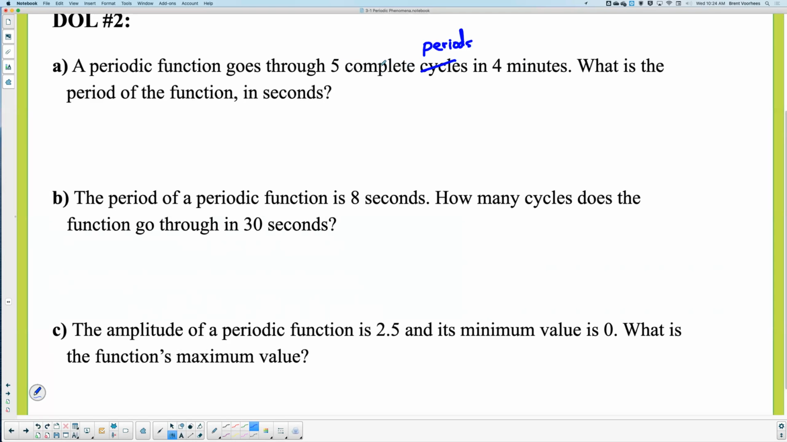It has 5, except you wouldn't have to use the word complete. That would be redundant. A period is a complete cycle. So 5 complete cycles is the same thing as 5 periods in 4 minutes. Last thing I'm going to ask, in 1 minute, that's 60 seconds. Good. Okay, I want you to do a little math to figure out how long it takes to do 1 cycle. And then you can go through the rest, but I'm just going to pause it there and let you work for a moment.